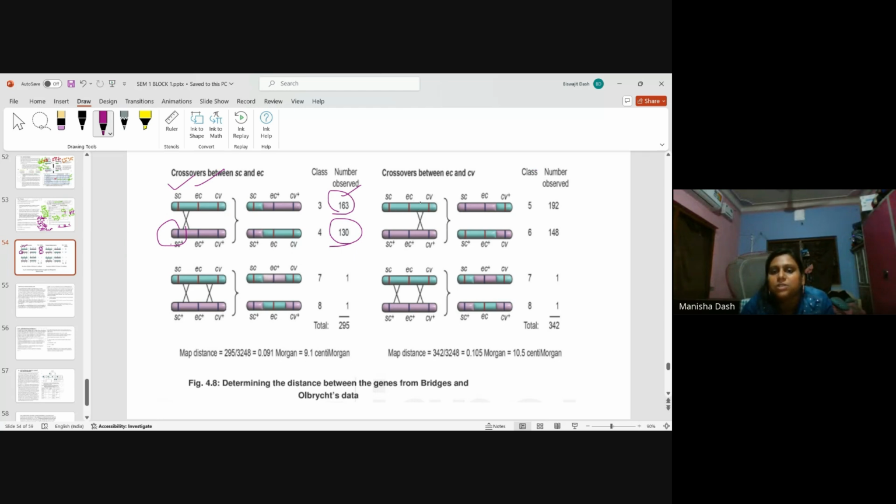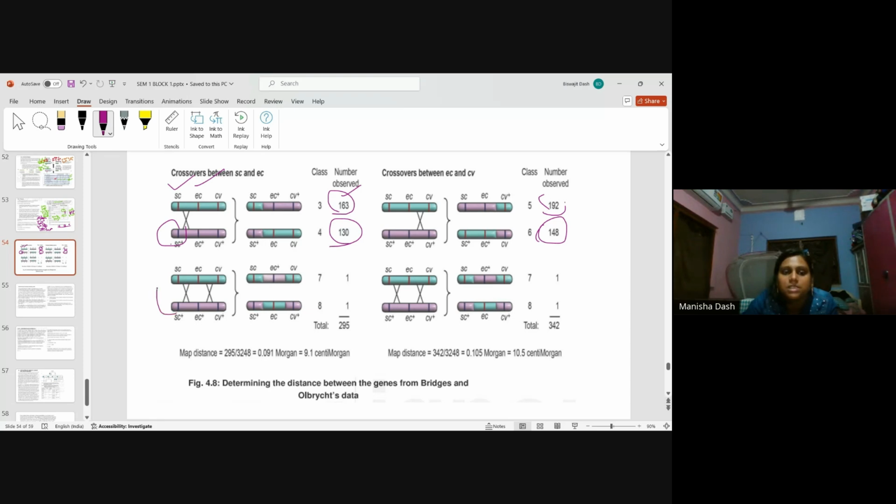Similarly, if there is a crossing over between EC and CB, then what is the new genotype that you will have? SC, EC and CB plus SC plus EC plus and CB. And what is the number? 192, 148. Now, what is the genotype of the double crossover?